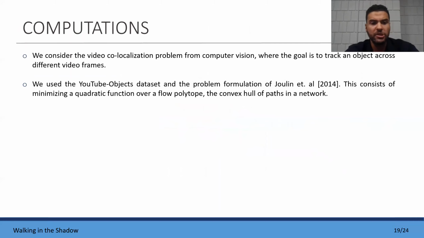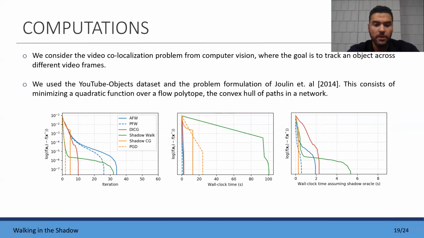So finally, to present some computations, we consider the video colocalization problem from computer vision. This amounts to minimizing a quadratic function over the flow polytope. In this plot here, we benchmark various CG variants, PGD, and our algorithms. On the y-axis, we have primal gap, and on the x-axis, we have iteration and wall-clock time. On the plot on the left, we see that shadow CG and PGD are superior in iteration count compared to CG variants. And on the plot on the far right, we see that if we assume a shadow oracle, meaning that we don't factor the time it takes to compute the shadow into account, shadow CG outperforms all the other variants.